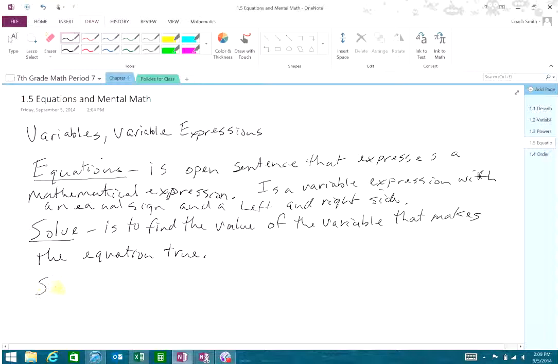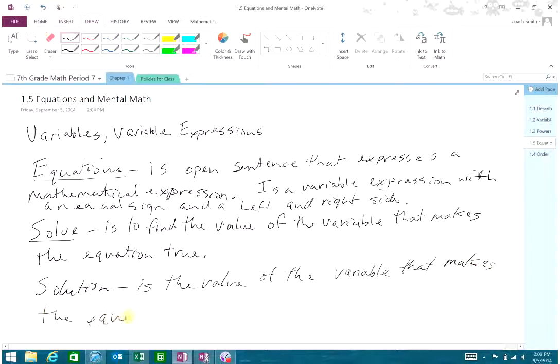Okay, and then the final word is solution. Solution is the value of the variable that makes the equation true. Okay, so solving is finding the value of the variable. Solution is the actual value. So to solve, you're finding the solution to the equation. Okay, I'll put that in red right here.